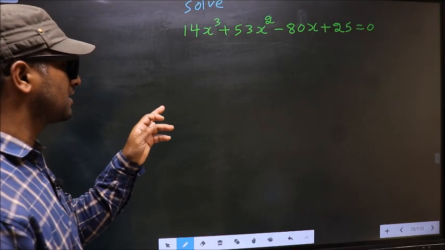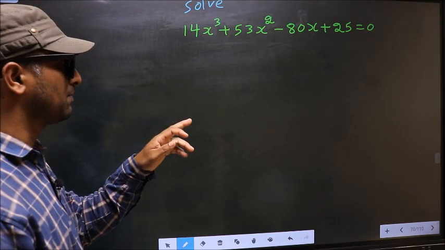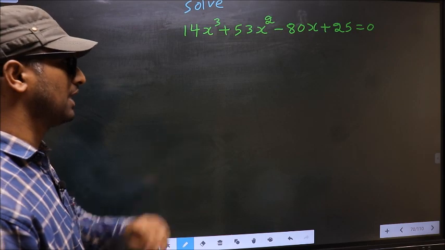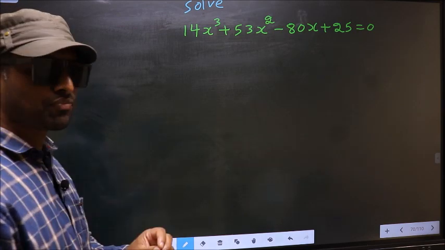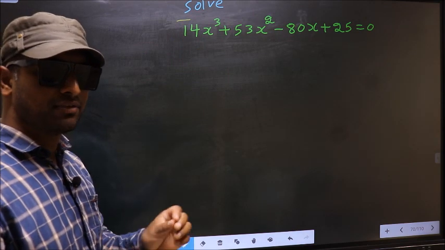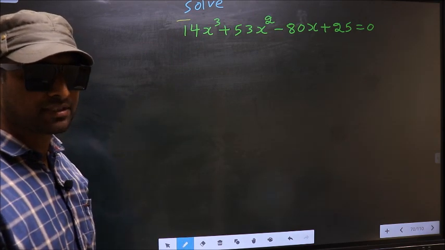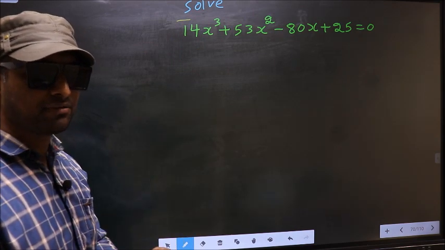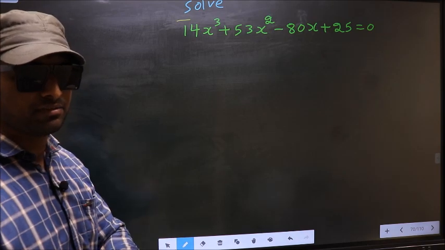Solve 14x cube plus 53x square minus 80x plus 25 equal to 0. Here they told us to solve, which means we should get the values of x. For that, here we have to change the x term.